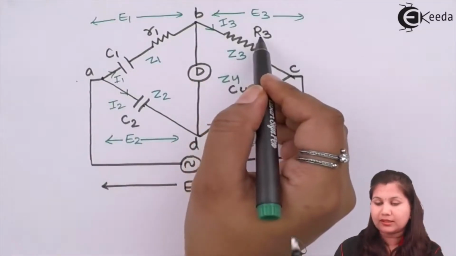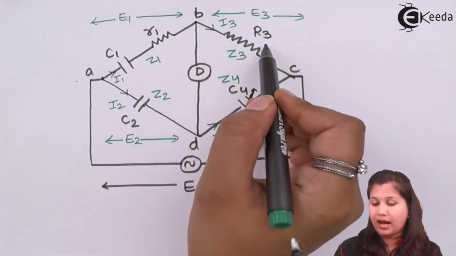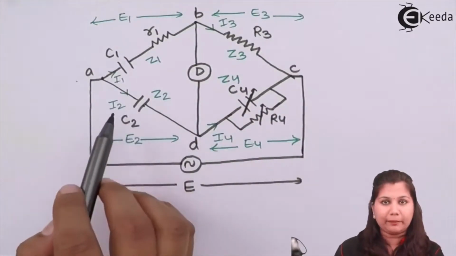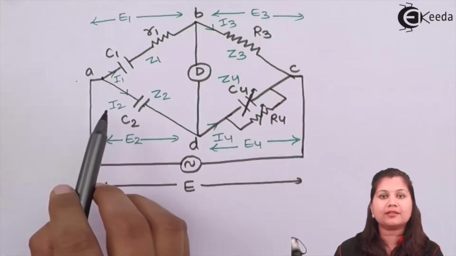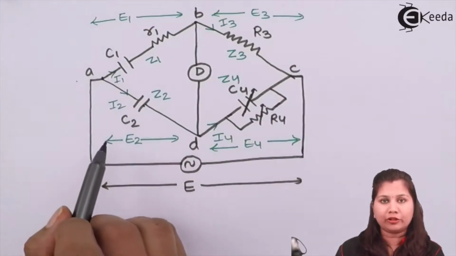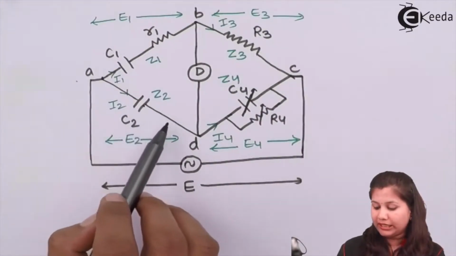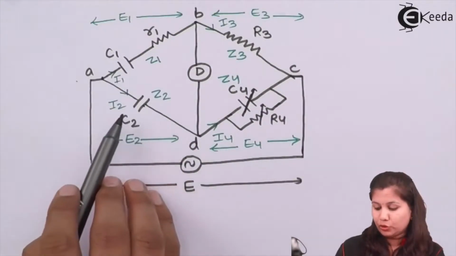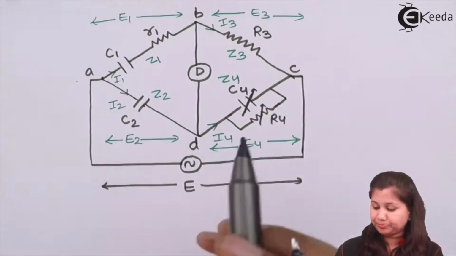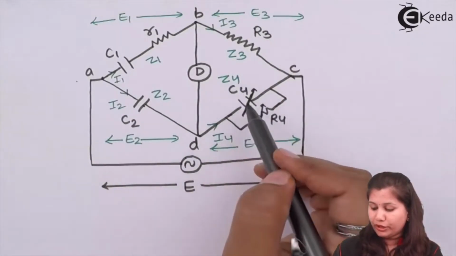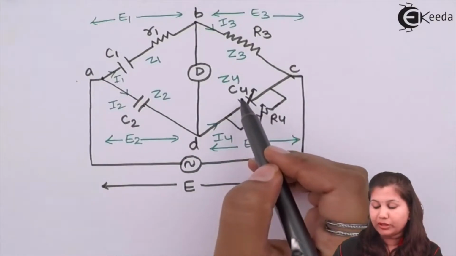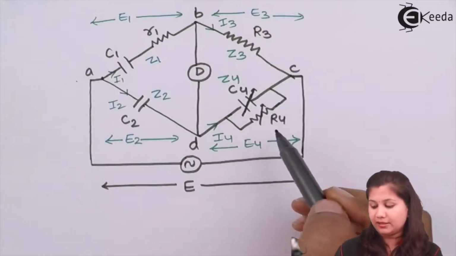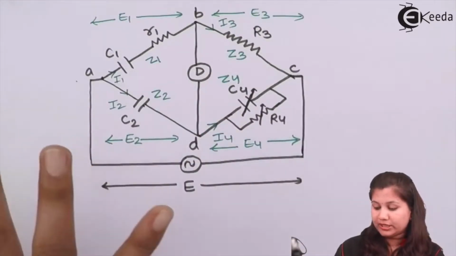Then Z3 is a non-inductive resistance R3. This Z2 is a standard capacitor. This standard capacitor is loss free. There are no dielectric losses in it. So we have not connected any resistance representing the loss component. So it is a standard capacitor. Then Z4 is a parallel combination of a variable capacitor C4 and a variable resistance R4. So this is the circuit diagram.